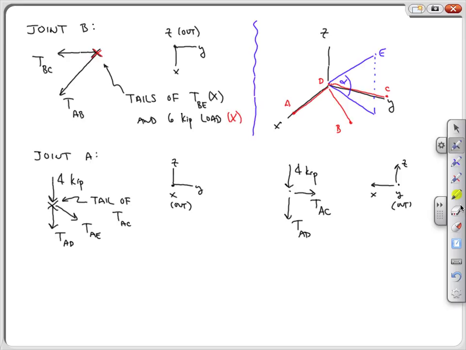We could carry these results over to joint C and repeat the exercise, and we would find again that CD and CE are zero-force members, and that CF carries a compressive load equal to 5 kip. This problem is unusual in that all the loads are vertically oriented, and so we got a relatively simple result. 6 of the 9 members are zero-force members, and the 3 remaining members are carrying the imposed loads in compression.